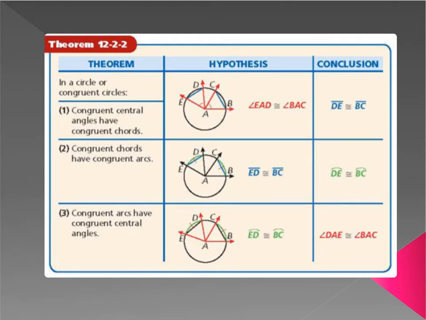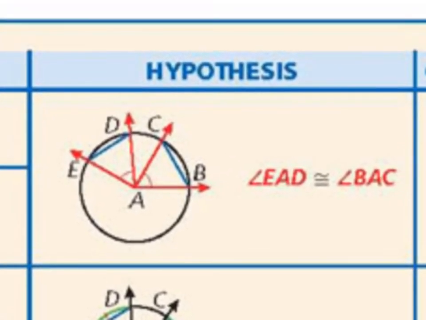Okay, so here we have some theorems. So in a circle or congruent circles, congruent central angles have congruent chords. So looking at this example, if these two angles are congruent, that would mean that this chord, ED, is congruent to chord CB. So congruent central angles have congruent chords.